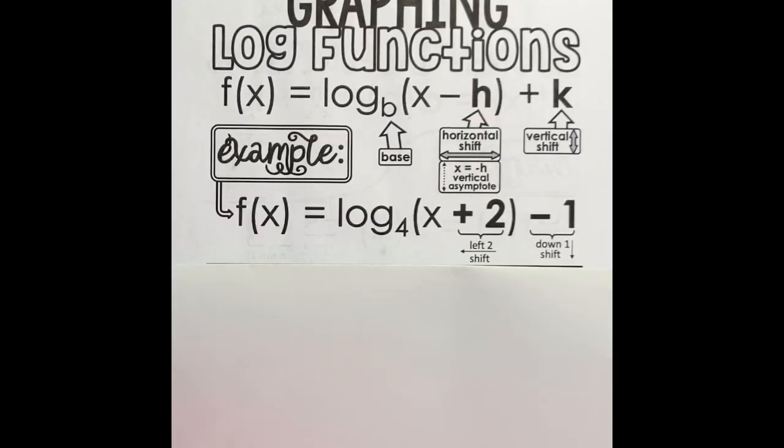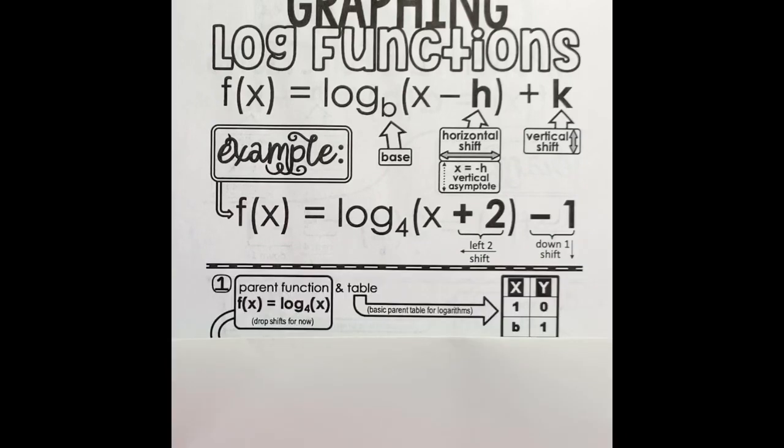So looking at the example that was given, we have log base 4 of x plus 2 minus 1. So we know that the base is 4. It's going to go left 2. And I also know that that means I'm going to have a VA at negative 2. And then I'm going to shift down 1. Notice that our parent function is just going to be log base b of x. So this one will be log base 4 of x.